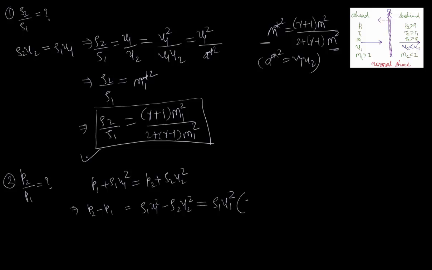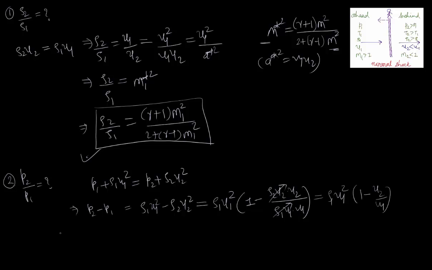Inside we will be left with minus rho 2 U2 into U2 divided by rho 1 U1 into U1. We know that rho 2 U2 equals rho 1 U1, so this will cancel out. This equals rho 1 U1 square into (1 minus U2 by U1).